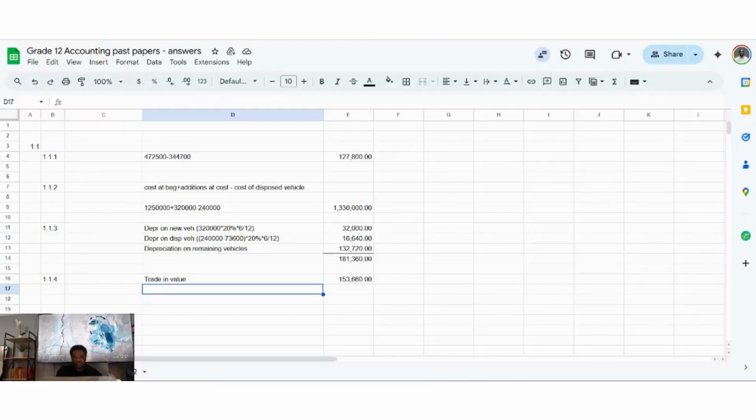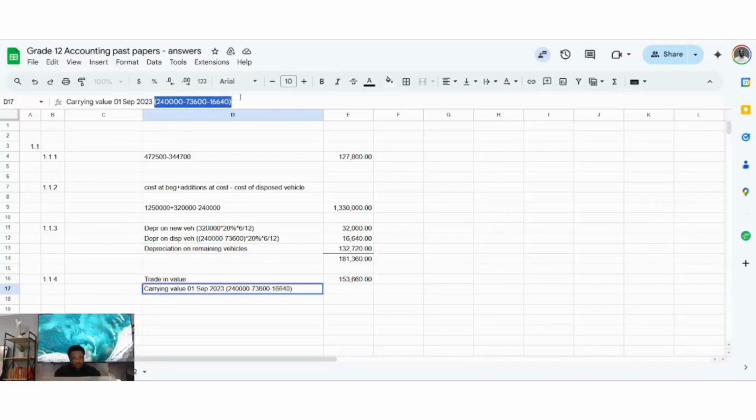All right. Then the next thing we're going to look at is the carrying amount of this vehicle. So carrying value. And this is the carrying value on 1 September, so on the date that it was sold. On that date, it would have had a carrying amount of 240,000, subtract the accumulated depreciation at the beginning of the year, which is 73,600, and then subtract the current year's depreciation, which is 16,640, and so that will give us the carrying value of this vehicle.